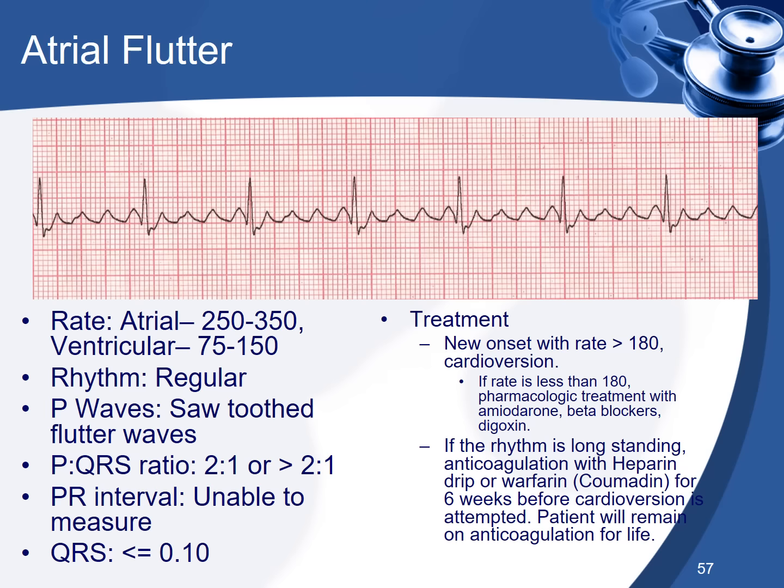If we do need to cardiovert them, the patient has to be anticoagulated for at least 4 to 6 weeks before we can safely go ahead and cardiovert them.